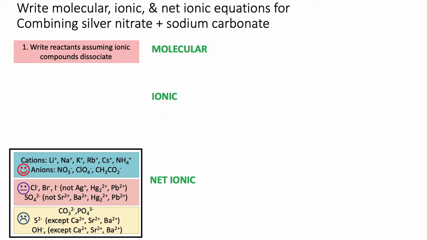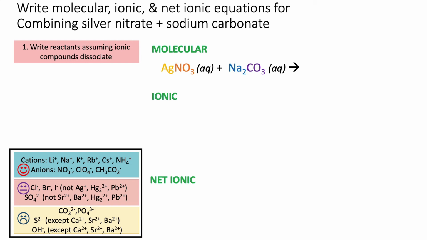All right, so what we're going to do here is practice writing the molecular, ionic, and net ionic equations for combining two soluble ionic compounds. In this first problem, we're looking at silver nitrate and sodium carbonate. So the first step tells us to write the reactants assuming that ionic compounds dissociate. And I find it easiest to write the reactants for the molecular equation first because those are given in the problem. So here we have silver nitrate and sodium carbonate: AgNO3, Na2CO3.